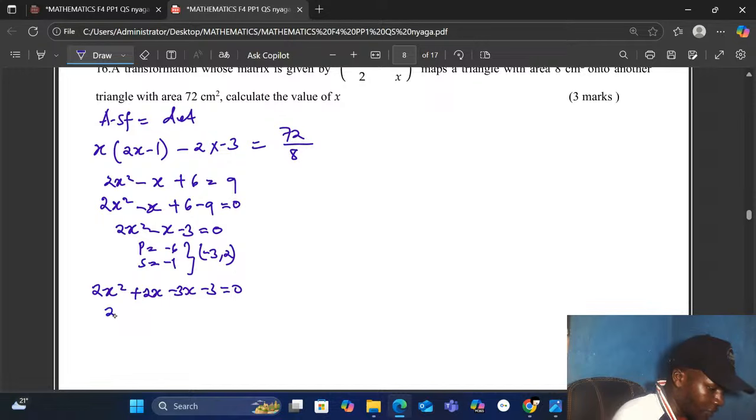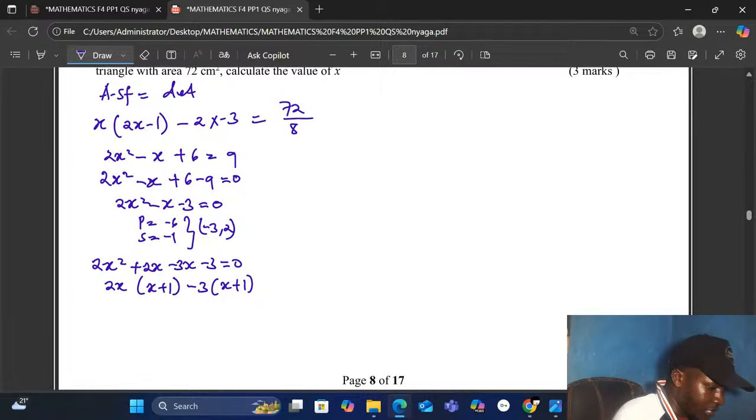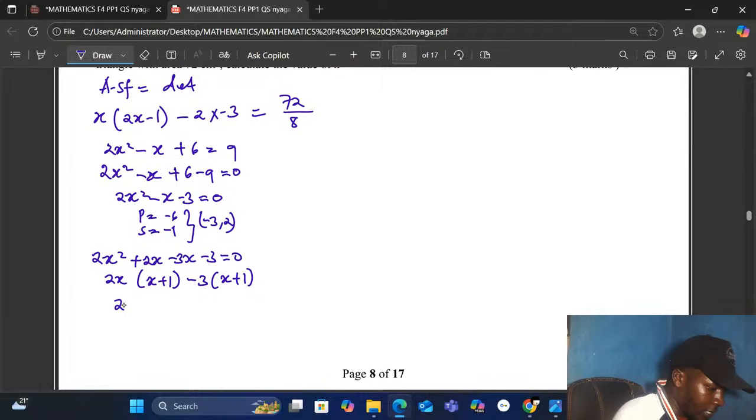So that we have now 2x into x plus 1, we factor out 2x, then minus 3 into x plus 1. So we now take 2x minus 3, then one of these, which is x plus 1, which is equal to 0.